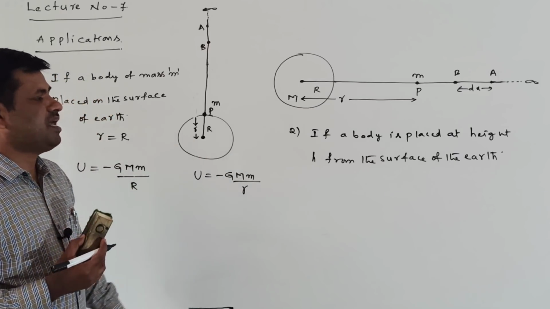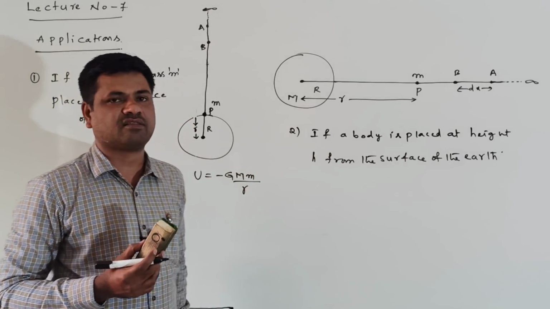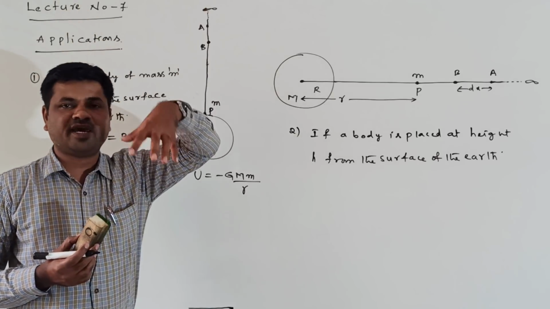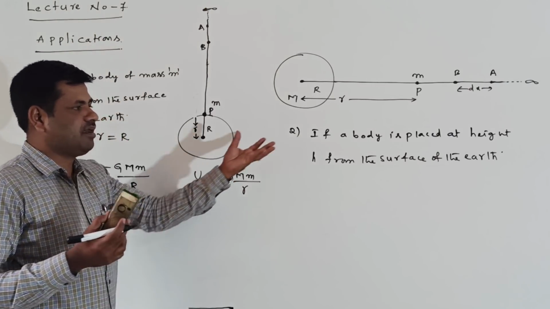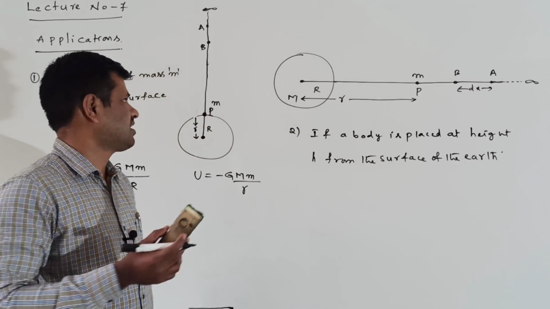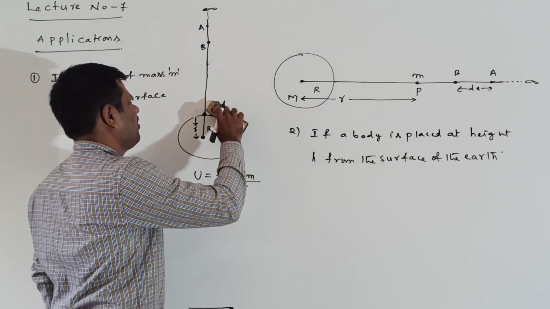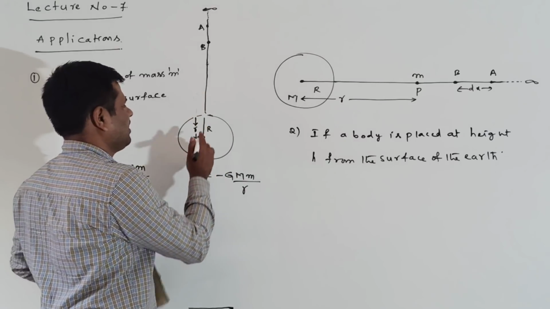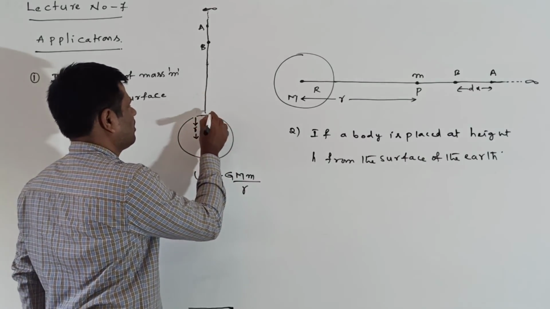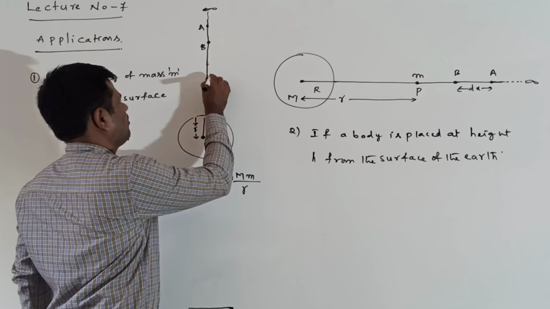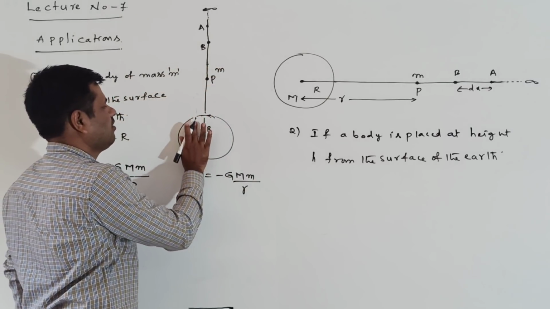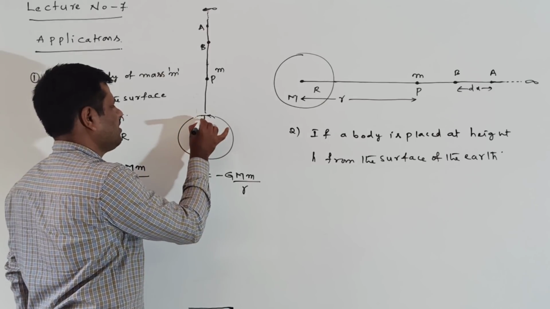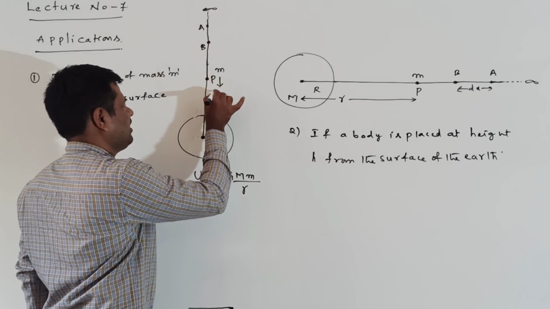Now if a body is placed at a height h from the surface of the earth, it means we have to take the body from infinity to height h from the surface of the earth. Now I am placing the body here. Observe this diagram. Here this is the height. From the surface to the point, this is h height.